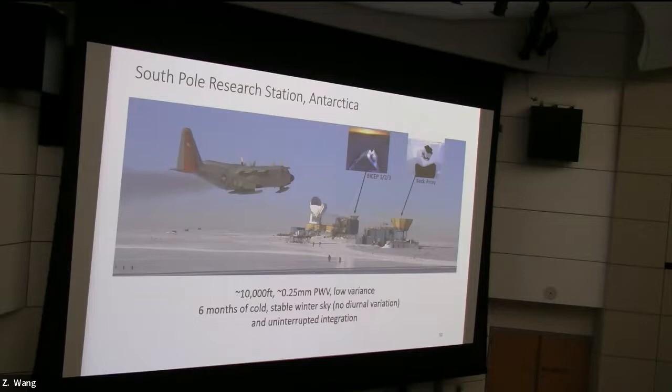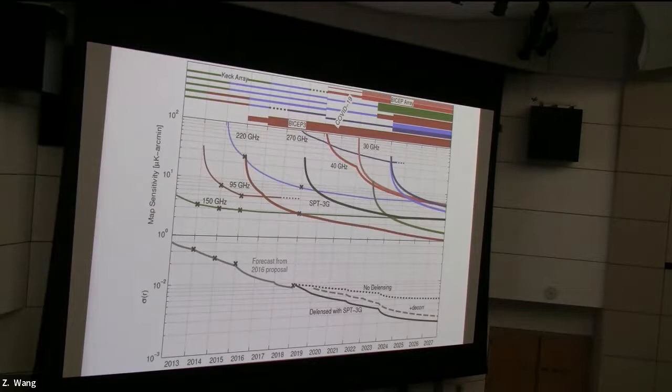Okay, so this is the slide for you. We just published this result, taken up to the end of 2018. We call it BK18. This corresponds to the big sensitivity improvement at 95 gigahertz provided by the BICEP 3 experiment, which was built here.